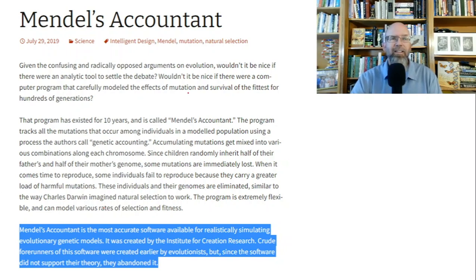Now, what I have on the screen here is a blog of a person who's written a book, who's on the next page here. And I was trying to look for what have other people said about Mendel's accountant. And here we have in the blue there, Mendel's accountant is the most accurate software available for realistically simulating evolutionary genetic models. It was created by the Institute of Creation Research. Crude forerunners of the software were created earlier by evolutionists, but since the software did not support their theory, they abandoned it. Now, where did he get these words? Is this something that this guy came up with? No, he read this out of Carter's article, and he's just semi-plagiarizing it right here in his own blog post.